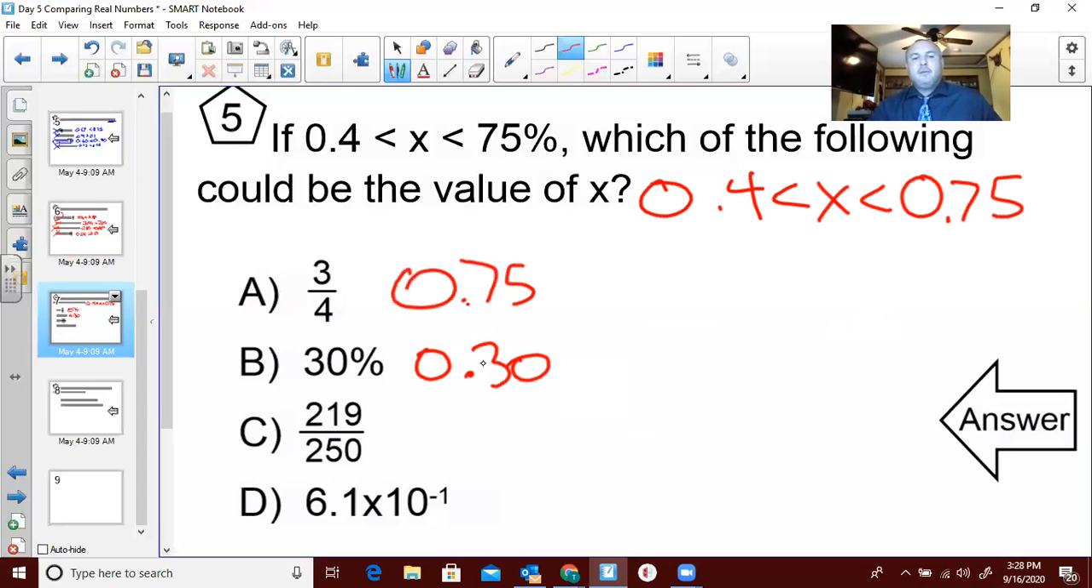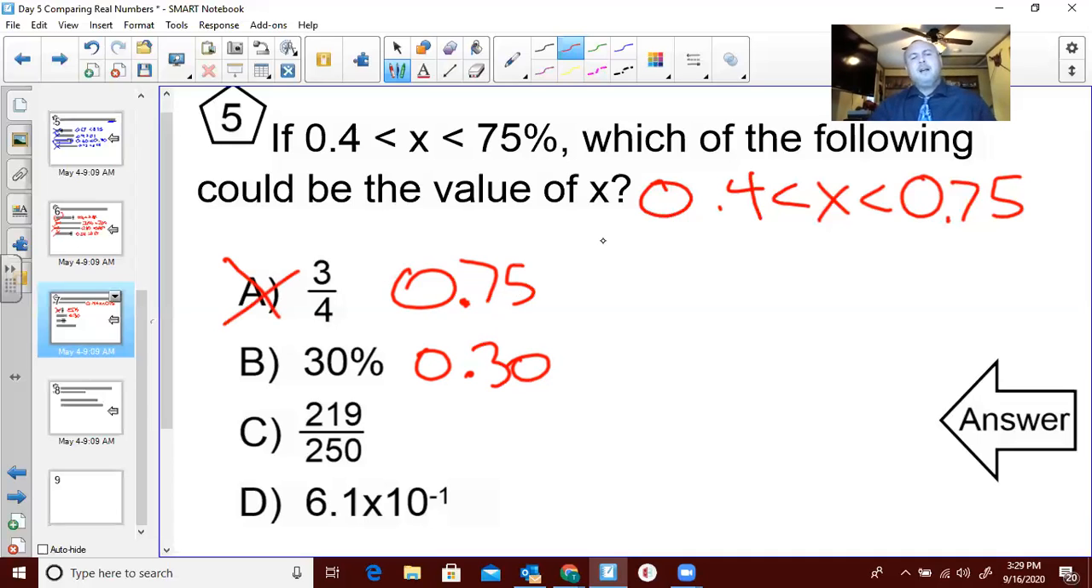Now here's a tricky one. Is 0.75 less than 0.75? Because that's what we want. We want a number that's greater than 0.4, but less than 0.5. And the answer is no. It is 0.5, so it can't be less than 0.5.